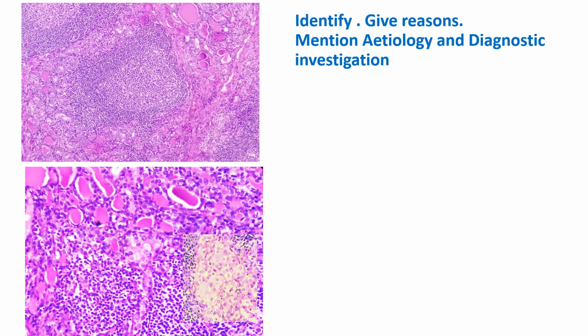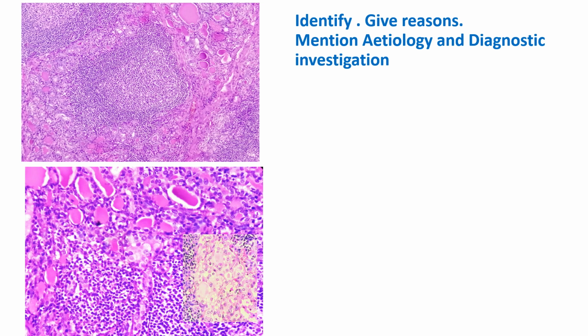Now this is the low power view and I am sure you can identify these colloid filled follicles which are from thyroid and they are atretic, small in size. So atrophic or atretic colloid filled follicles are also seen in the higher power like this. This is the colloid filled follicle.